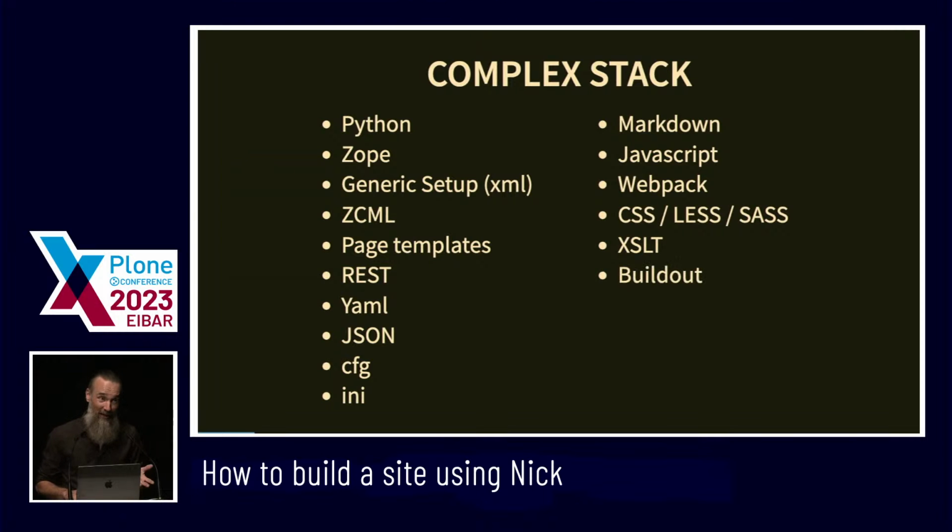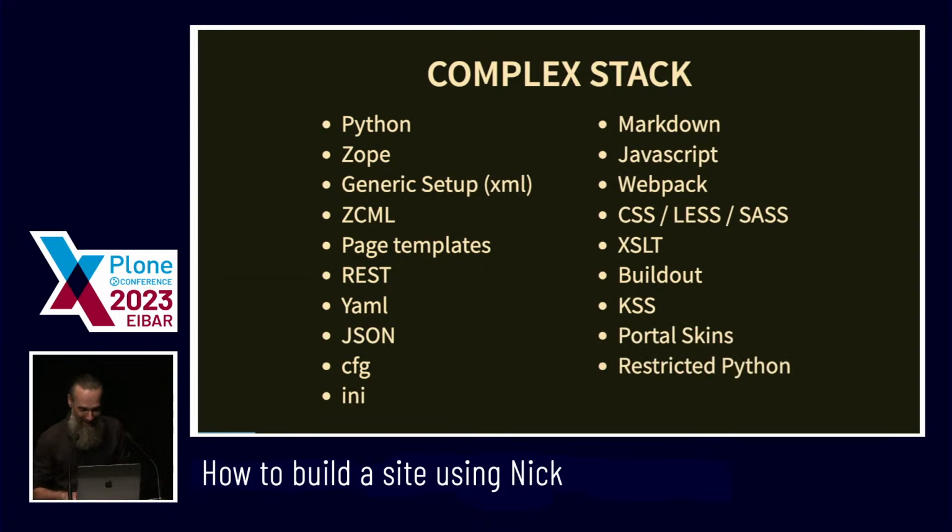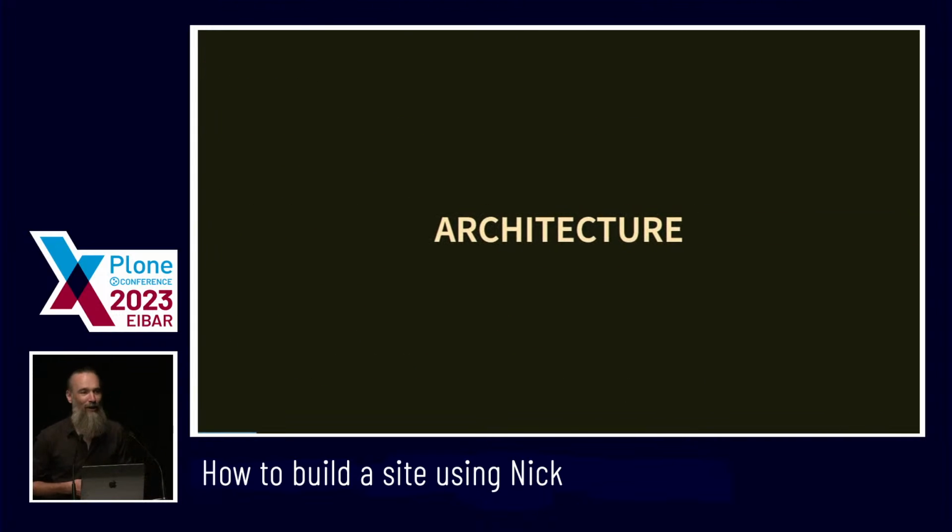We had buildout, we don't have it anymore, at least most of the instances don't. We had KSS at some point. Well, it actually had some really nice stuff in there, but yeah. Anyway, portal skins, restricted Python, which we also don't have anymore, I think, and DTML, I'm not even sure if we use it still. Anyway, we have a lot of technologies, meaning there's a lot of stuff to learn, and luckily a lot of the stuff on this list has already been removed, but there's still quite a lot to learn when you get into the community.